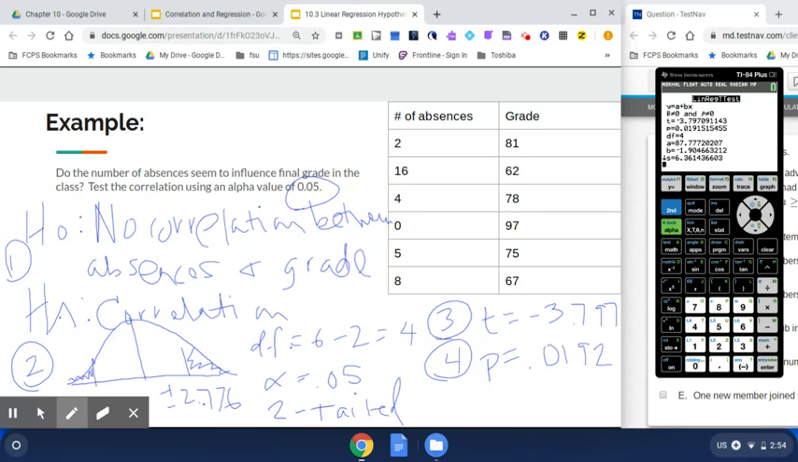Okay, and to make our decision, we're going to compare that p-value to the alpha. So if I look here, p is 0.0192, the alpha value is 0.05. P is less than alpha. When p is low, we reject the H-naught. So if we're rejecting the null hypothesis, that means that we are saying that there does seem to be a correlation between the number of absences and the final grade in the class.